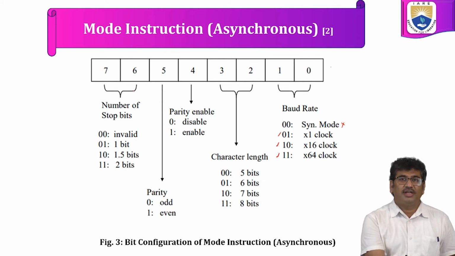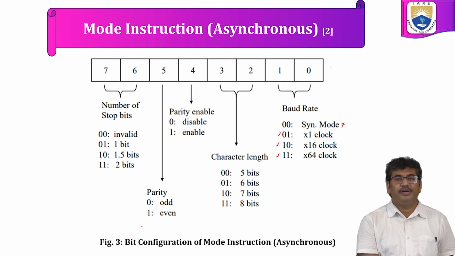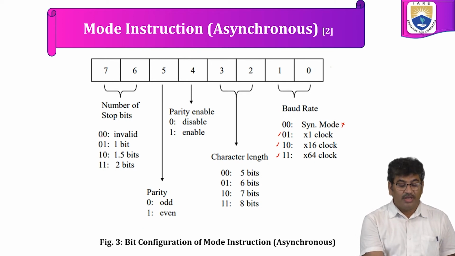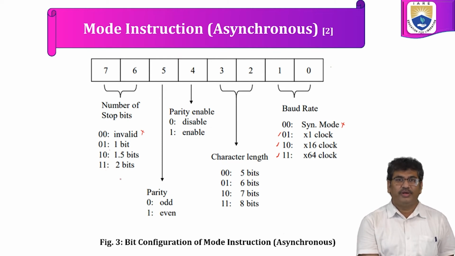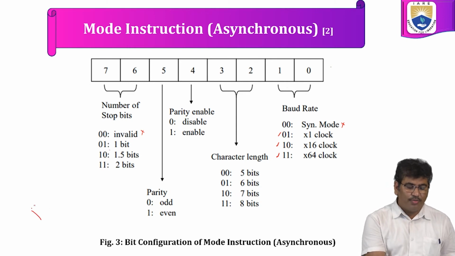The last two bits are used for indicating how many bits we need to add for stop bit in the asynchronous communication. 00 is an invalid case. 01, 1 stop bit. 10, 1.5 bits. 11, 2 bits. Here, 1 bit and 2 bits we are aware of. But 1.5 bit means the stop bits, for how many clock pulses we have to send.